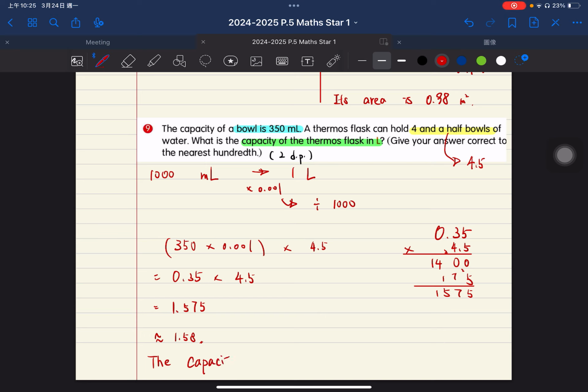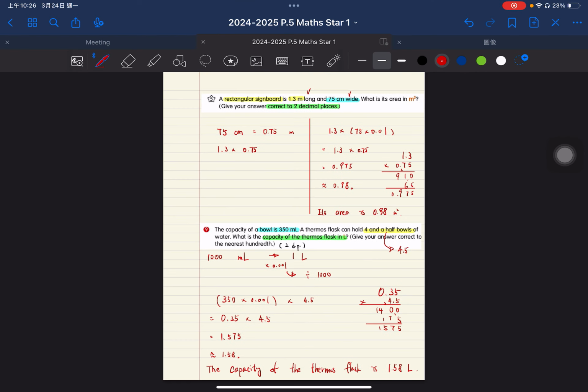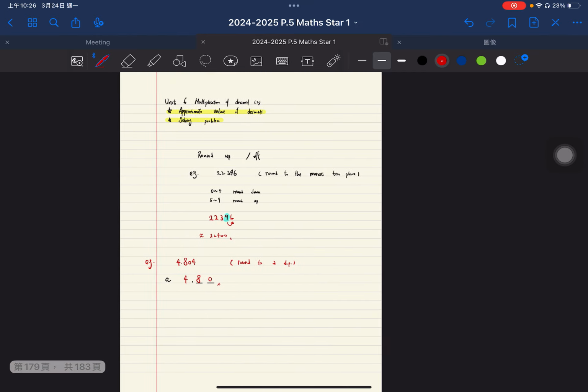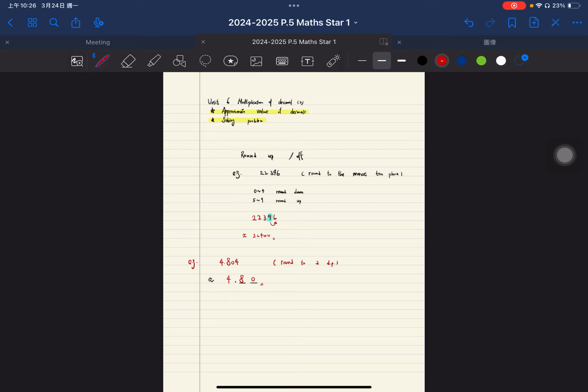The capacity of the thermos flask is 1.58 unit liter. Got it? So that's the thing, and this is the end of this chapter. Please finish the Rainbow One exercise by yourself, and then we will figure out what we can do more later. Okay? Thank you.